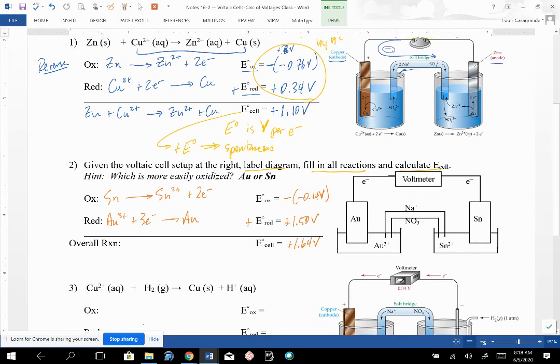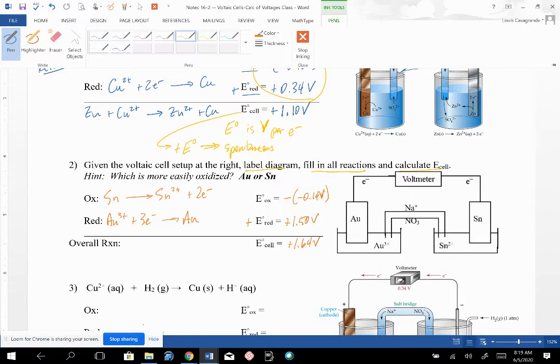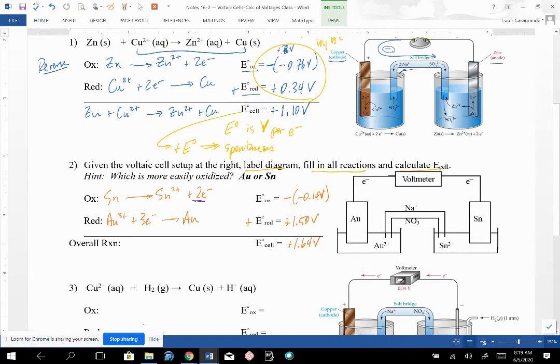Okay, 2 things we need to do. Let's add up the total reaction, the overall reaction. Now remember, in the previous lesson, I reminded you that we needed to equalize the electrons. So we have 2 electrons in the oxidation, we have 3 electrons in the reduction. So we have to multiply the oxidation by 3, and the other way around, multiply the reduction by 2. So we're going to get, as the overall reaction, 3 tin plus 2 gold 3 plus, giving us 3 tin 2 plus and 2 gold metal.